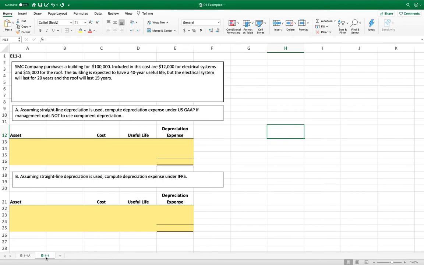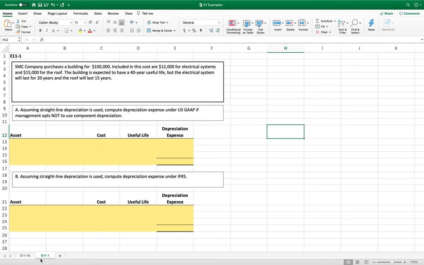Okay, so for this example, we have SMC Company purchasing a building for $100,000. Included in this cost are $12,000 for electrical systems and $15,000 for the roof. The building is expected to have a 40-year useful life, but the electrical system will last for 20 years and the roof will last for 15 years. So we've got two parts here.